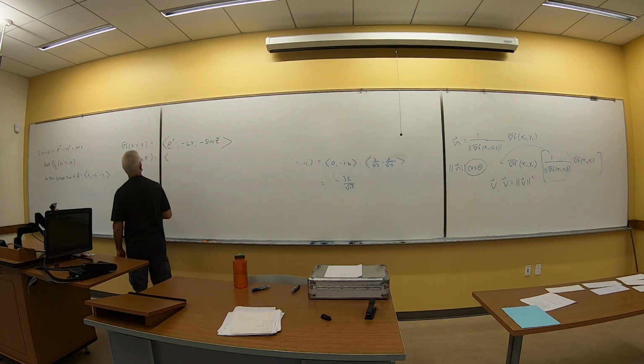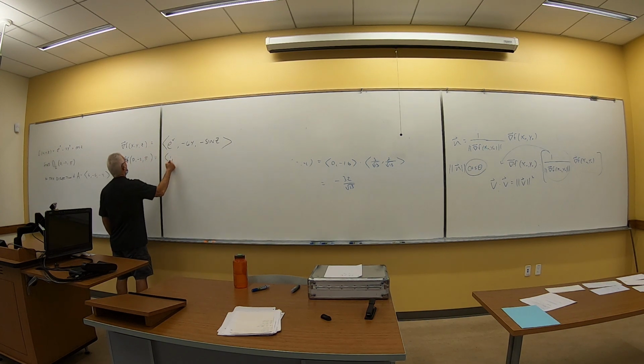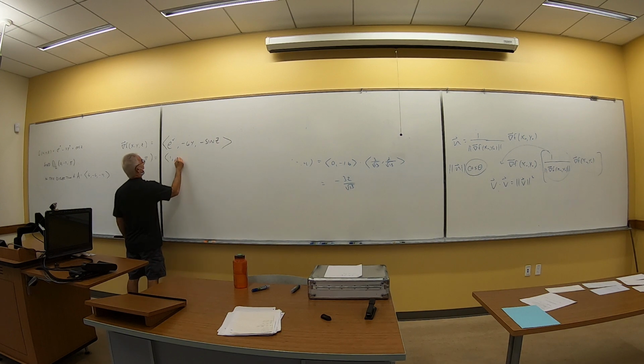So, e to the 0, 1. -6 times -2, 12. And negative sine of pi.